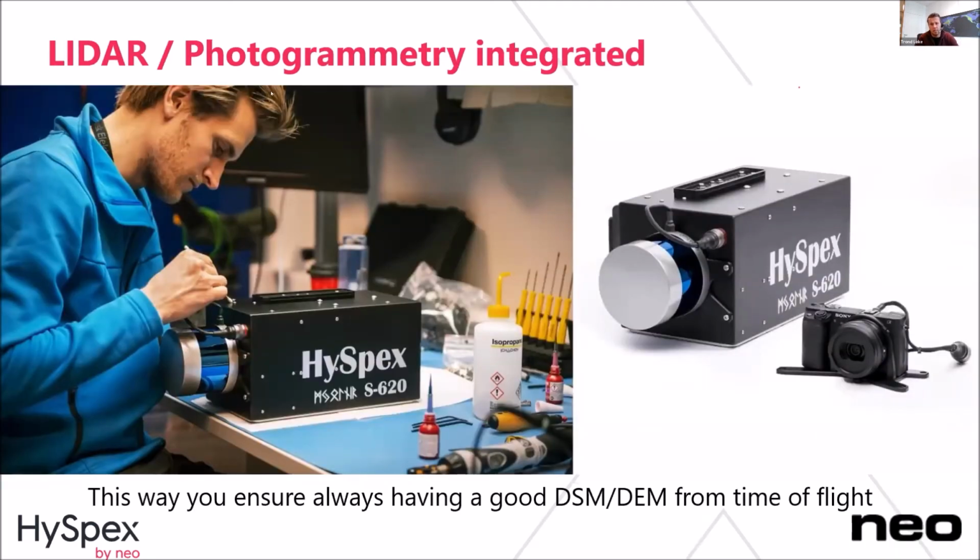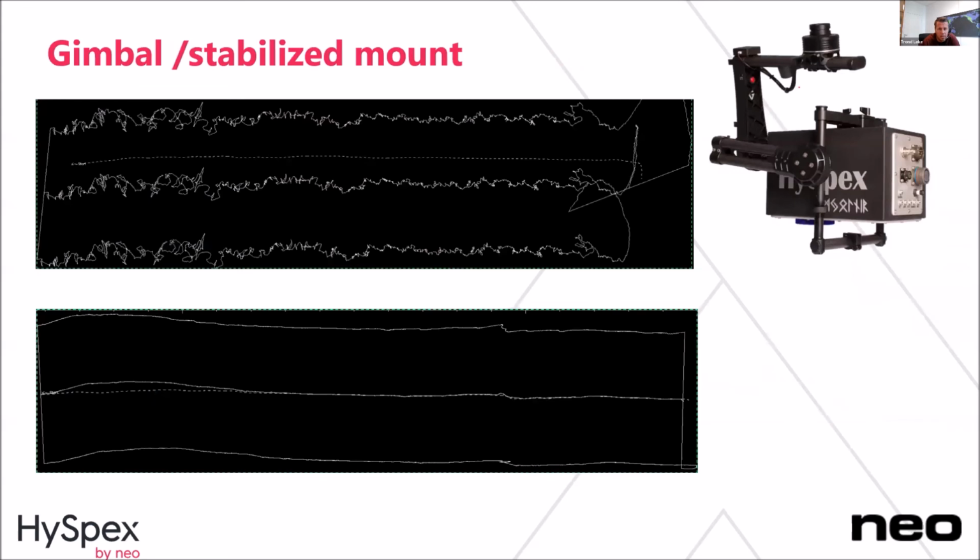Yeah, and as I said, that's also why we are selling LiDAR and photogrammetric solutions with our systems, right? So that we can use the same navigation system, the same dual IMU setup, to do all this only once, right? So yeah. And then the gimbal.